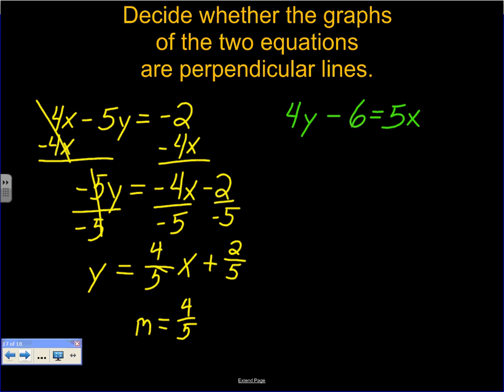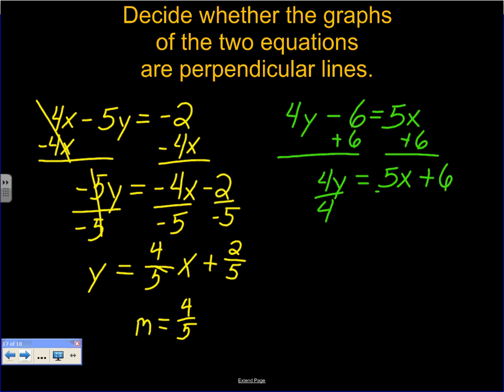Let's look here at the green equation on the right side. To get y by itself, we're going to add 6 to both sides. 4y is equal to 5x plus 6. And how do we get y by itself? Divide everything by 4. Those cancel. So y is equal to 5 over 4 x plus, since 6 and 4 are both positive, it's a plus sign there. And 2 goes into 6 and 4, so 2 goes into 6 3 times. 2 goes into 4 twice. And we have our equation. Y is equal to 5/4 x plus 3/2. And in this case, m is equal to 5/4.